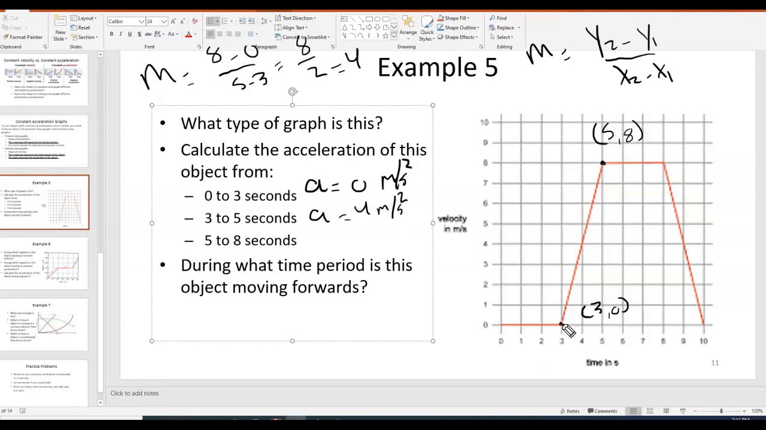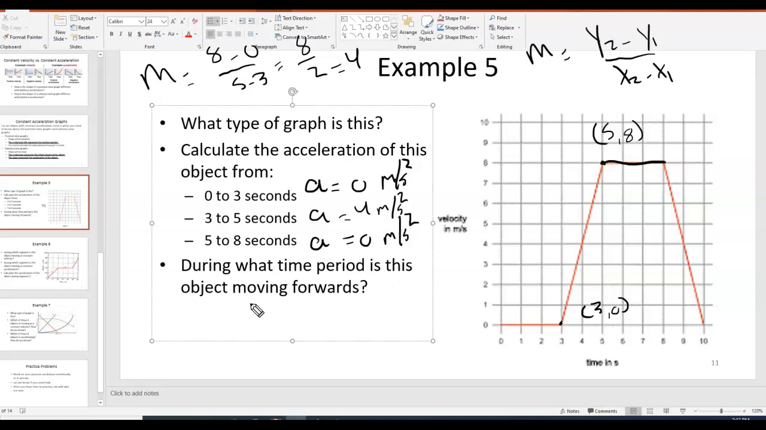Okay, so right from here to here, the object is accelerating. Its velocity is increasing by 4 meters per second each second. And then from 5 seconds to 8 seconds, we can see right in here, the velocity is constant. The object is no longer accelerating. And so the slope of a flat line segment is 0. And so it's 0 meters per second squared again.